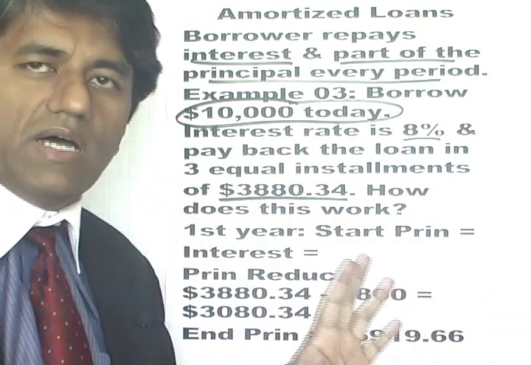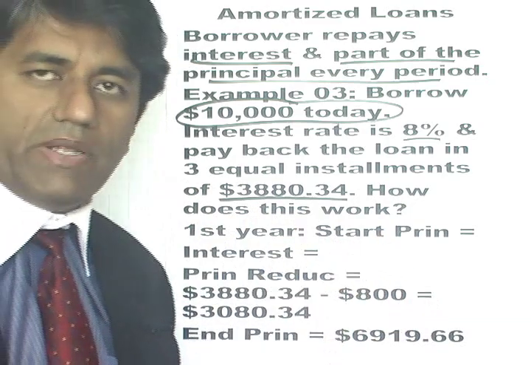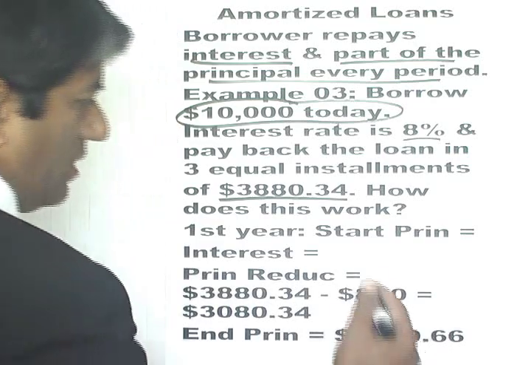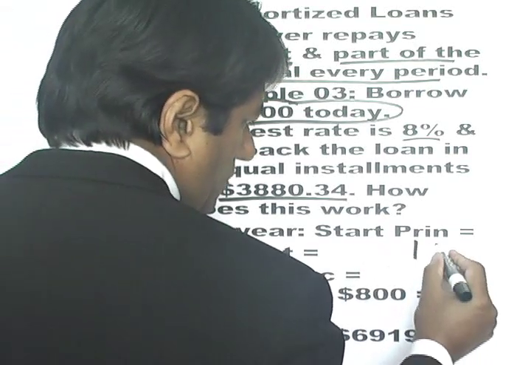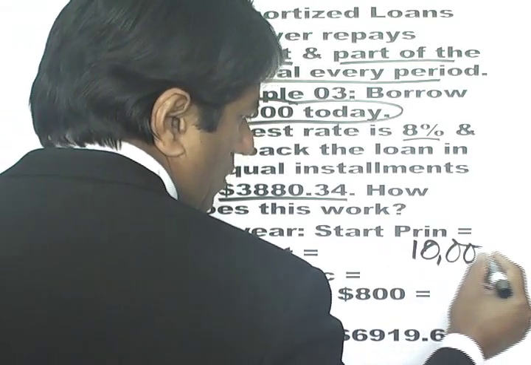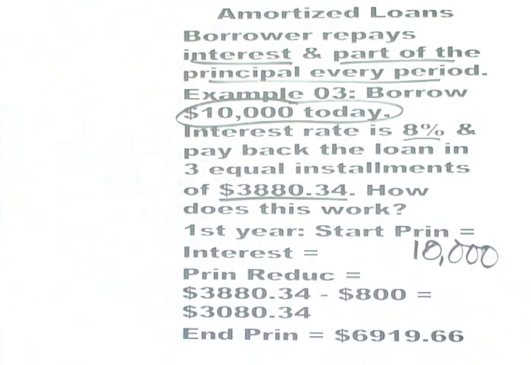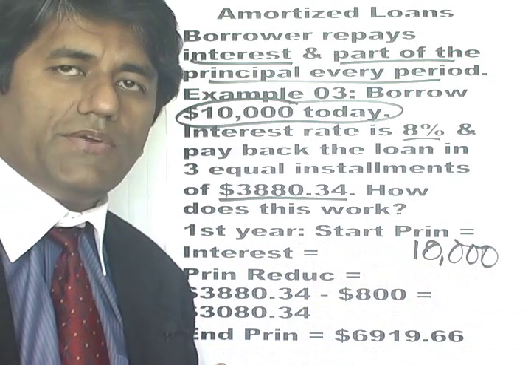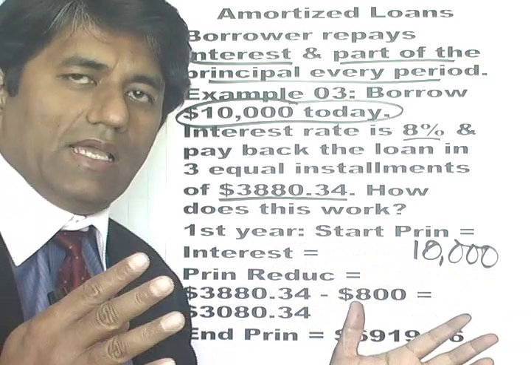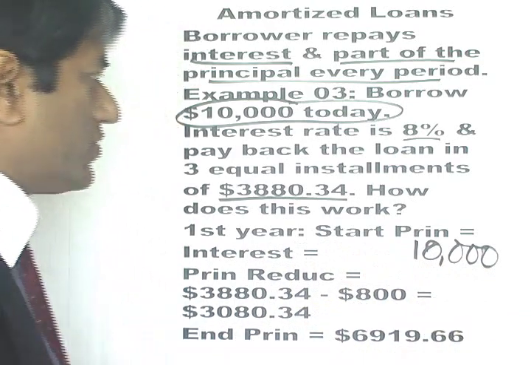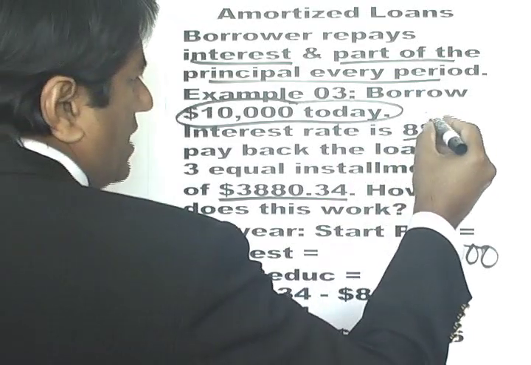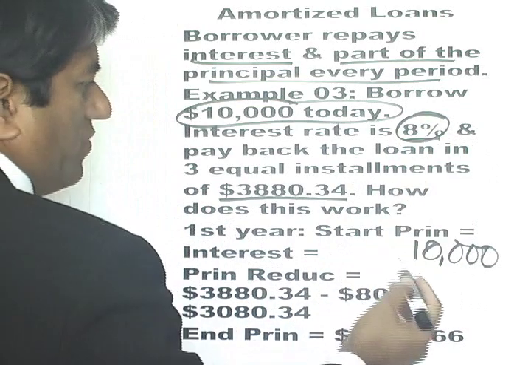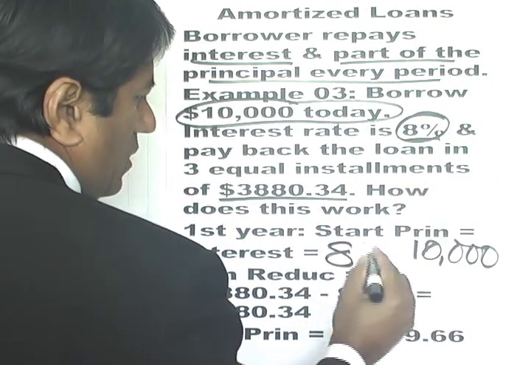When you start the first year, what is the outstanding principal? Well, the outstanding principal is the amount which was borrowed, and that is 10,000. What is the interest on this principal? The interest should be the outstanding amount multiplied by the interest rate, and that interest rate is 8%. So 8% of 10,000 will be 800.